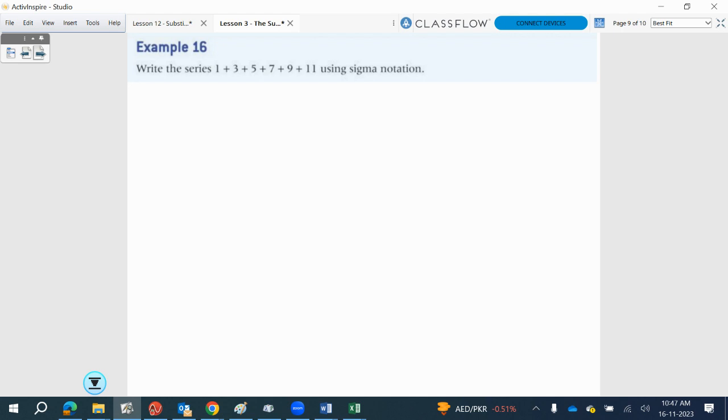Have a go at writing this down, like that, on your paper. Common difference is 2, so 2i. Then you have to have minus 1, because when I add them up, I should get 1. So it's 2i minus 1.